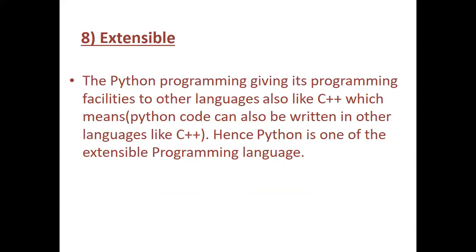Now, extensible. See, Python gives its programming facilities to other languages also, like C++, which means Python code can also be written in other languages like C++. So it is an extensible programming language. Why? Because it can be used in other languages also. The Python code can be used in other languages also.